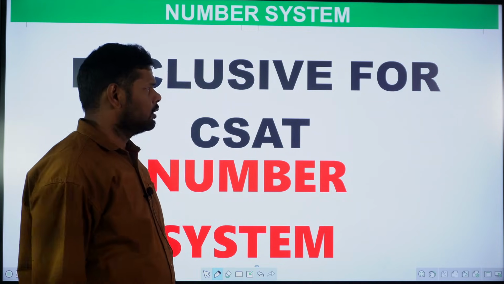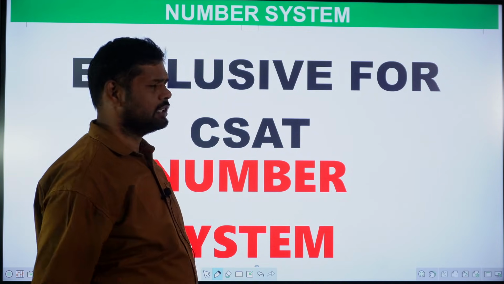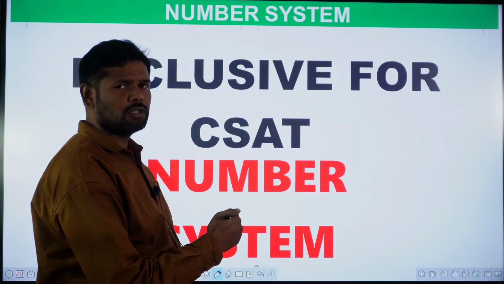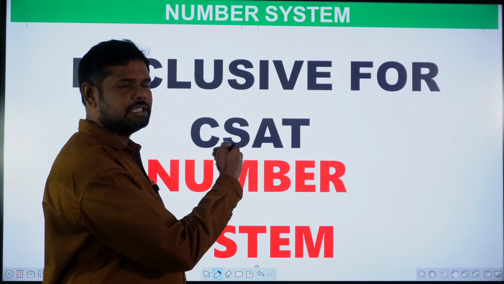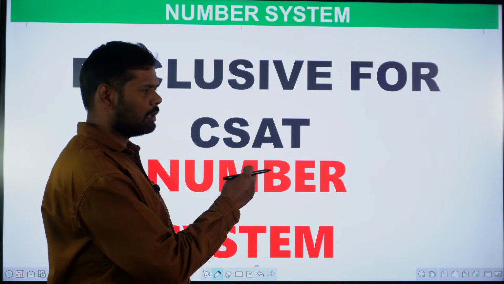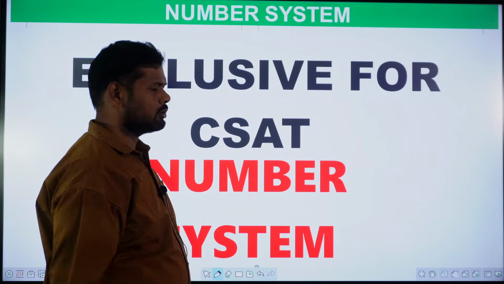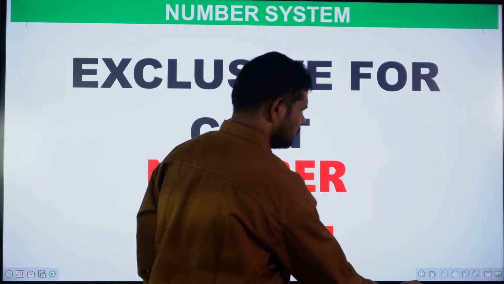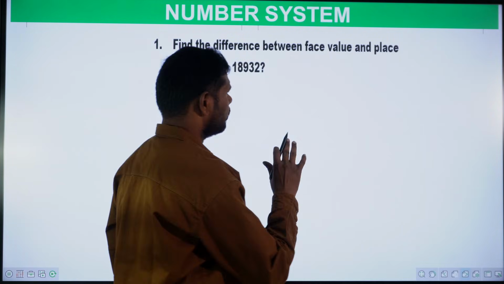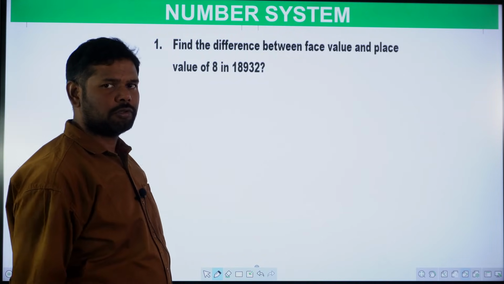Hello everyone. So the number system concept was over. We already discussed so many concepts: divisions related, digits related, units digit concept, remainder concept, number of zeros concept. We solved some problems on those topics only. Here we practice all the problems in all topics. After that we will discuss PYQs.